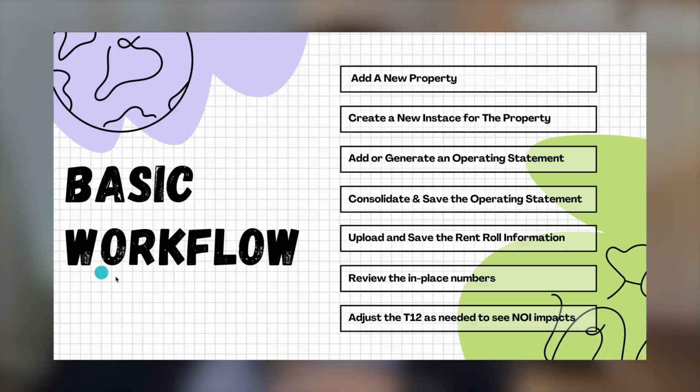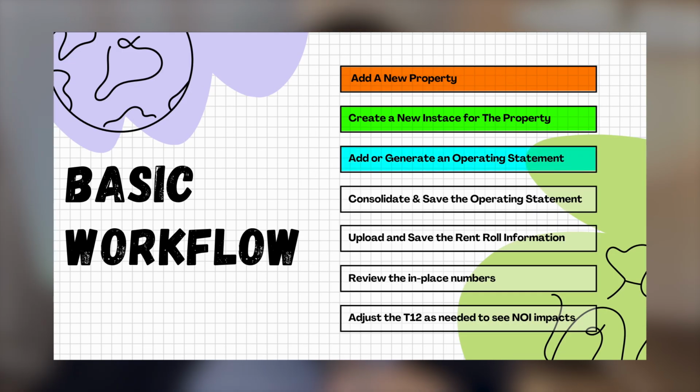So to cover the basic workflow, when you go into the Multifamily Power Valuator for the first time, you're going to want to add a property, then create a new instance for the property so the system can recognize, hey, I'm working on this property and now I'm going to underwrite it. And so then you're hooked in and the system knows what you're working on. You're going to add or generate an operating statement. So there's a place, if you don't have an operating statement, to generate or create one.